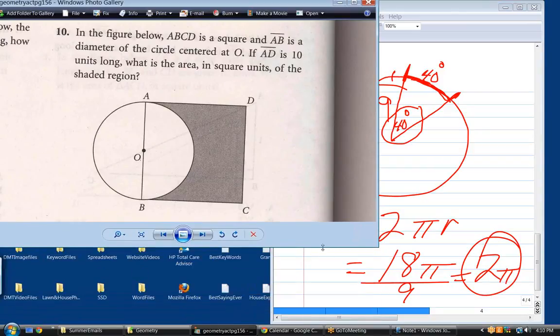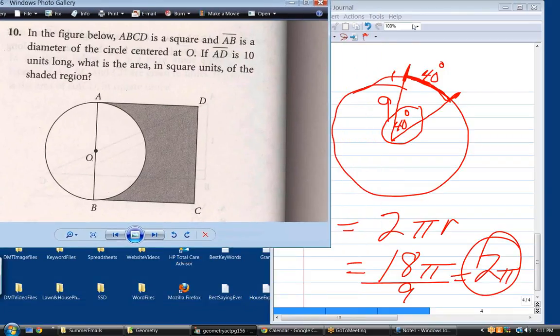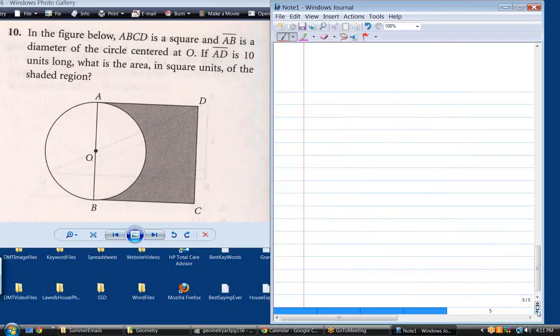When you see a shaded region problem, what kind of problem is it? Maybe I've never told you. Shaded region problems in geometry are almost always subtraction problems. In other words, I don't know any geometry that allows me to calculate this area. We don't have any formula for that shape. What I do know is how to calculate the area of the square. And I know how to calculate the area of half of the circle.